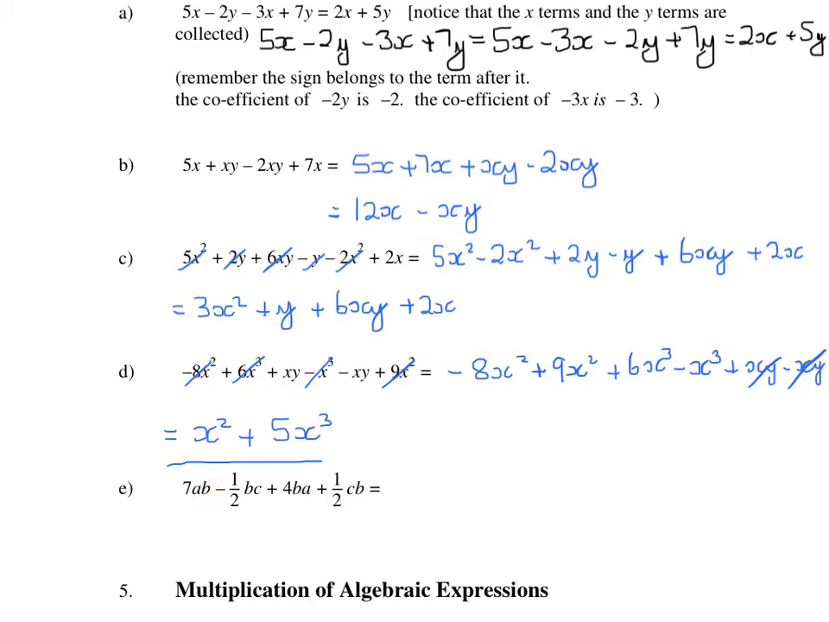Is an AB term the same as a BA term? Does it matter which order you multiply numbers? It actually doesn't. If you think about it, 3 times 2 is equal to 2 times 3. So an AB term is exactly the same as a BA term. So we can actually write it now as 7AB plus 4AB. Could have written it as BA, it didn't really matter.